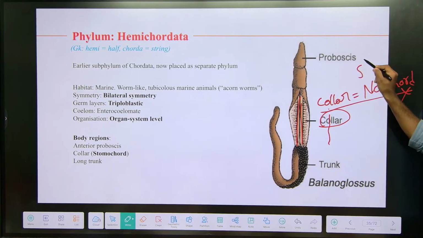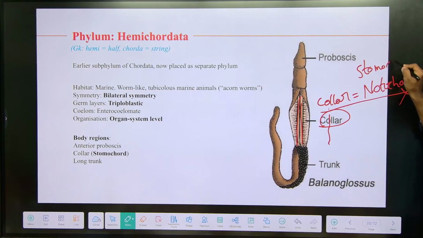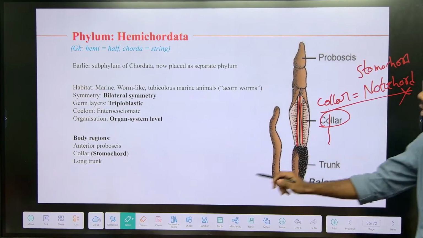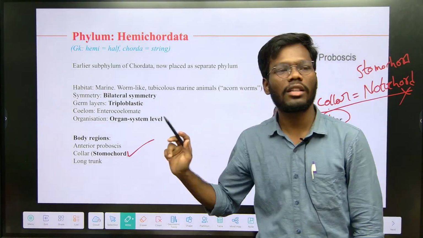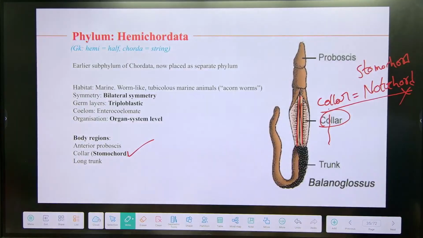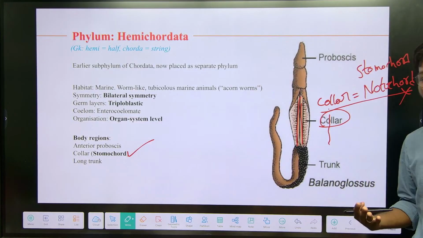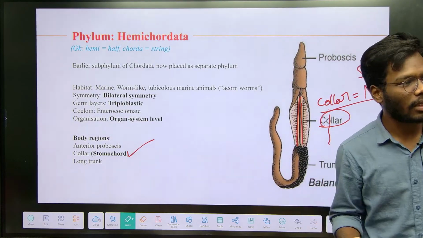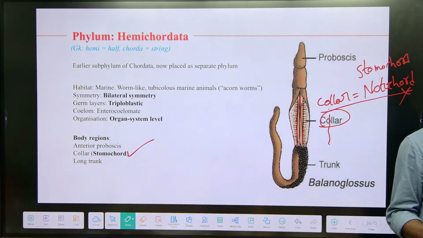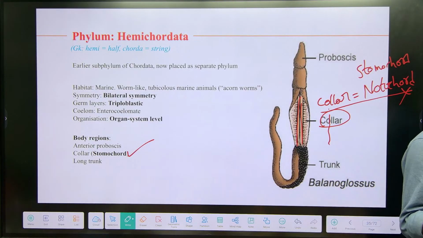It is called the stomochord. It resembles a notochord. In the beginning they thought it was a notochord, that's why they kept it in chordates. But after that they realized it is not a notochord. It's just a resembling character.